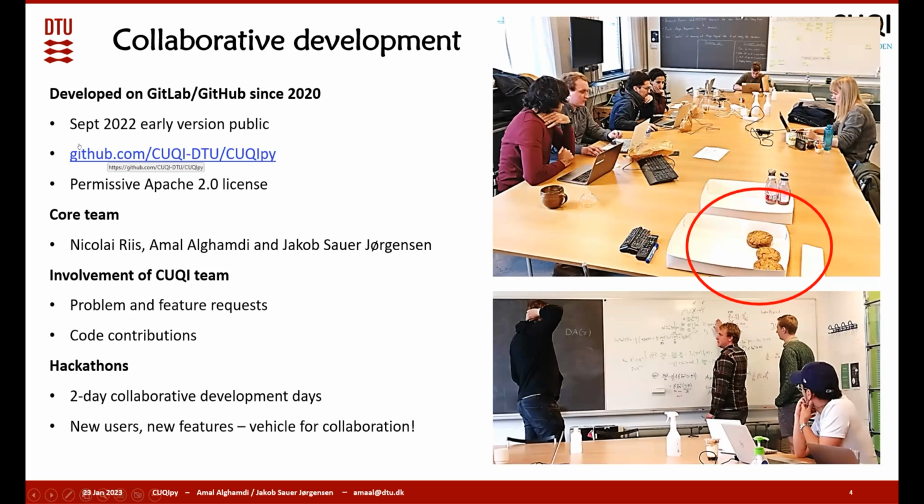So our software is now available in this GitHub repository under the CUQI-DTU project. We had an early release in September 2022, and it's licensed under the Apache 2 license. We work continuously with the remaining group members to address the features they need for this software and incorporate their code contributions. So this is part of how we work within this project. For example, we arrange some hackathons where we sit together for about 2 days and then come up with new problems and new ideas that we want to implement.